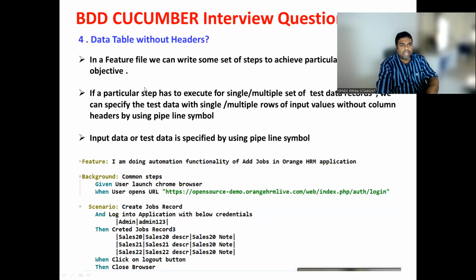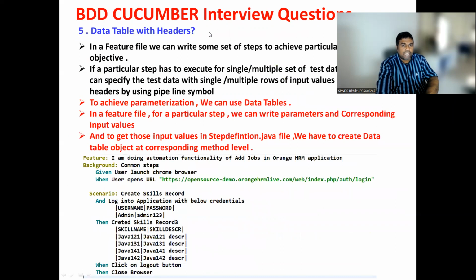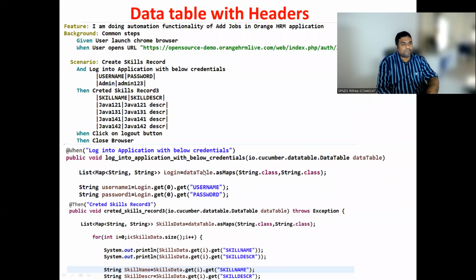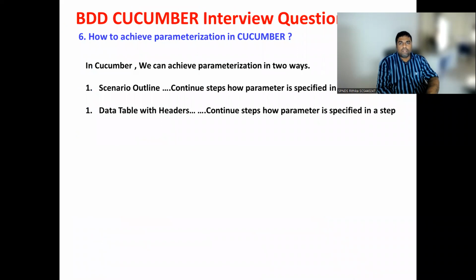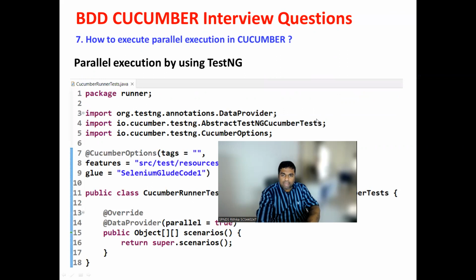Data table without headers, these are the points you have to tell in the interview. For data table without headers, I have mentioned an example, and data table with headers too. These are the 5 bullet points you have to explain in the interview, and the syntax part I have given. Interview question: how to achieve parameterization in Cucumber? By using scenario outline and data table with headers. And how to pass the parameters in steps.